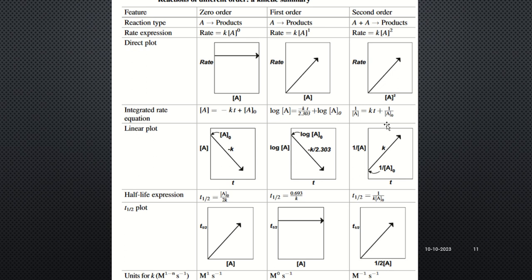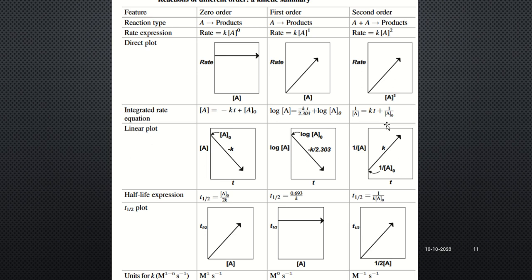So here you will find features. It includes reaction types, rate expressions. You can see the direct plot of the rate with A, or the integrated rate equation, linear plot equations with that graph, then half-life expressions, then plot also, and the unit in molar per second, or unit of K, is given in that. For example, in a zero order reaction, the reaction type is substrate A finally converting to product. Same thing in first order, it converts into a product.